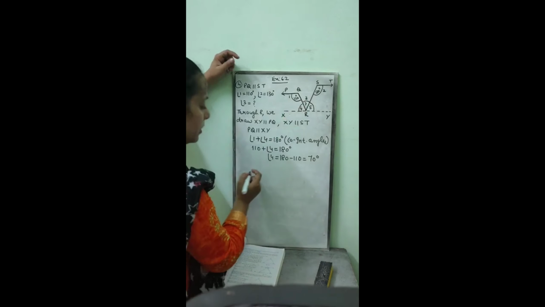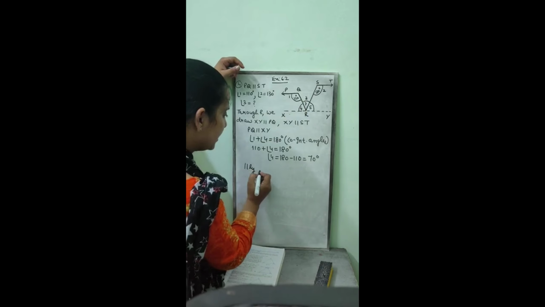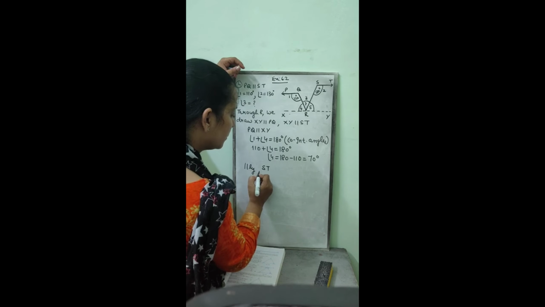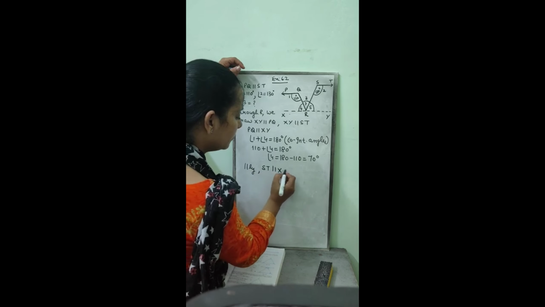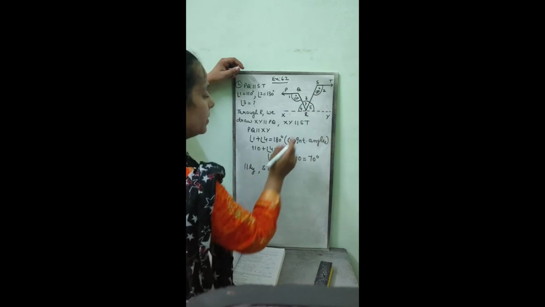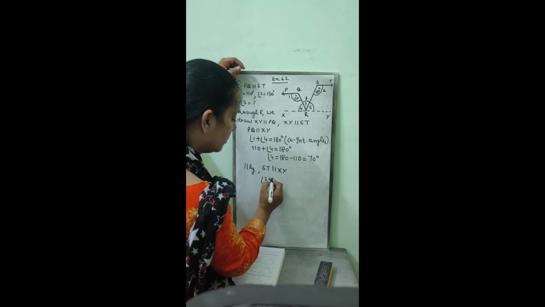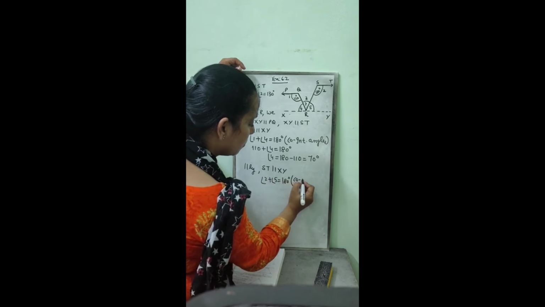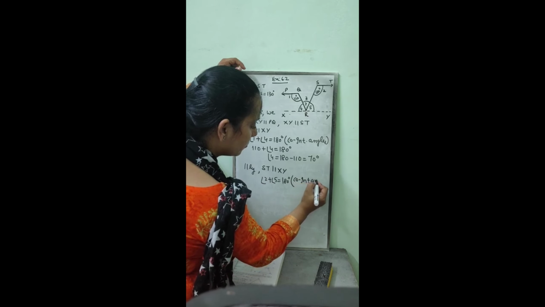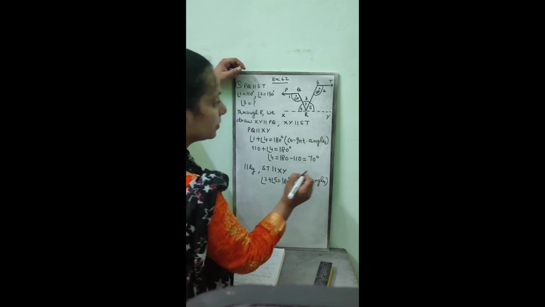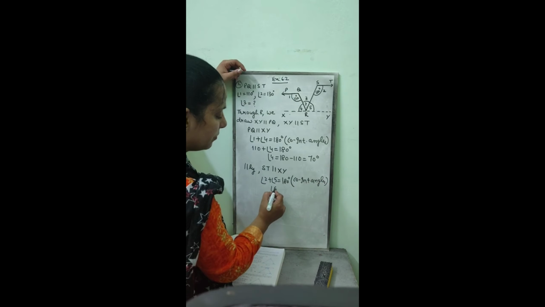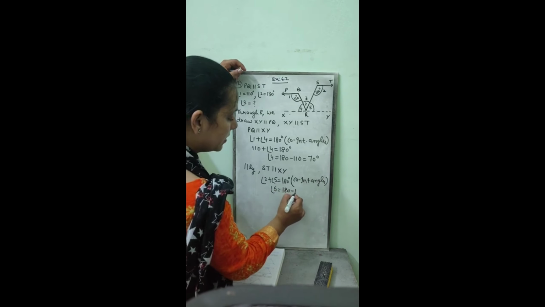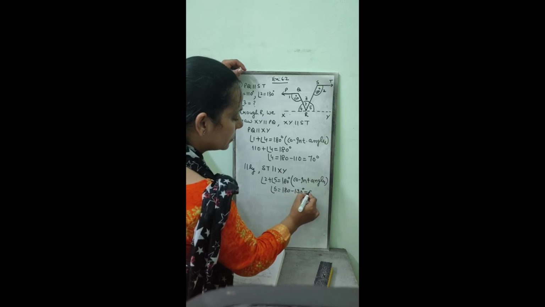Similarly, SP is parallel to XY. Angle 2 plus 5 is again 180, co-interior angles. 2 is 130, so 5 is 180 minus 130, that is equal to 50 degree.